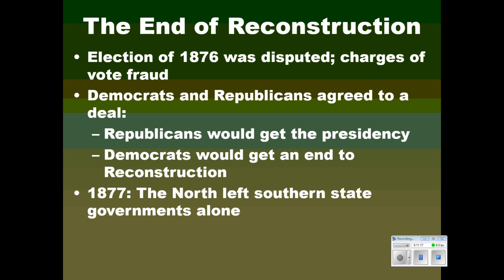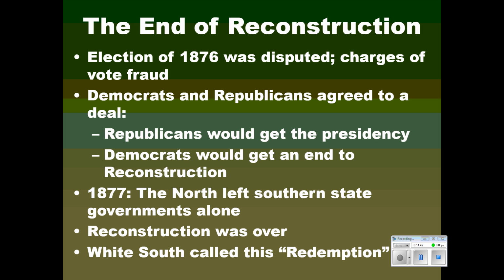So in 1877, and what's known as the Compromise of 1877, the North left Southern state governments alone. The Union Army left the South, those areas where it was still present. Reconstruction was over. And the South had a term for this. They called it redemption. What this did was open the door for white Southerners to regain complete political and economic control of their region, and the losers in all of this would be African Americans.